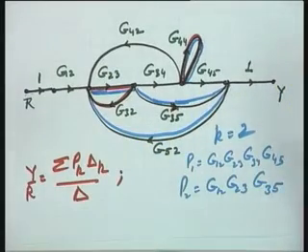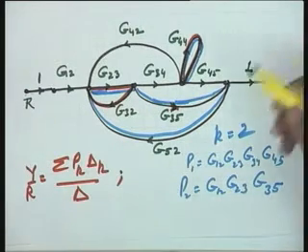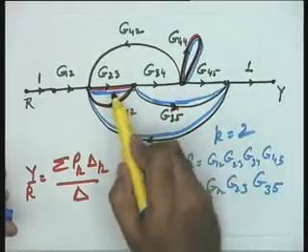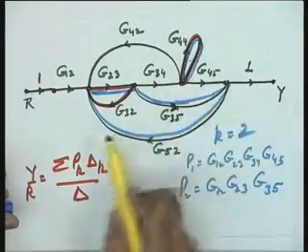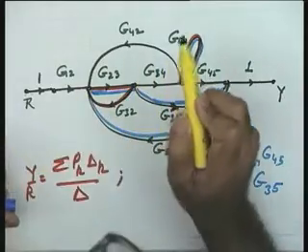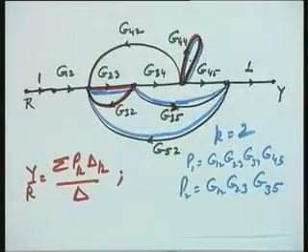It's rightly said, please. This is also a non-touching pair. There is nothing common, a node or a branch. So this is a non-touching pair. So there are 2 pairs of non-touching loops. So this will give you the product of these 2 plus the product of these 2 with a plus sign outside the bracket. I am avoiding writing the complete expression.